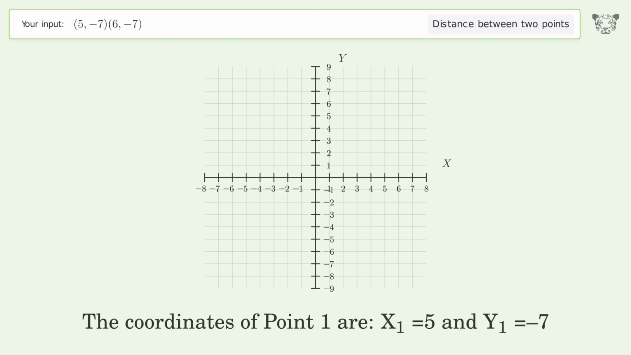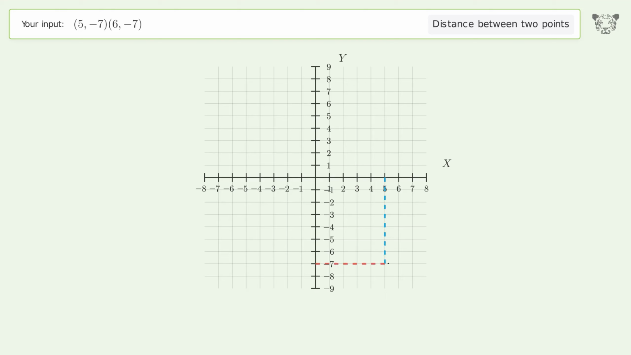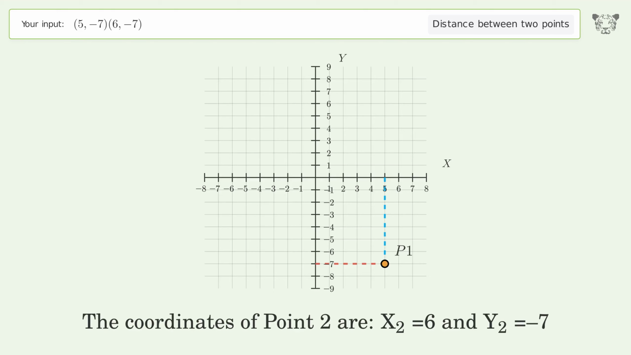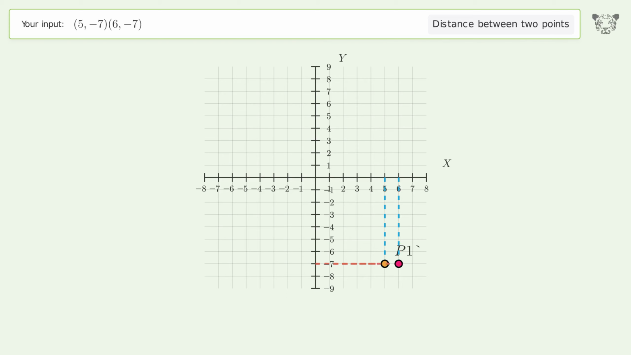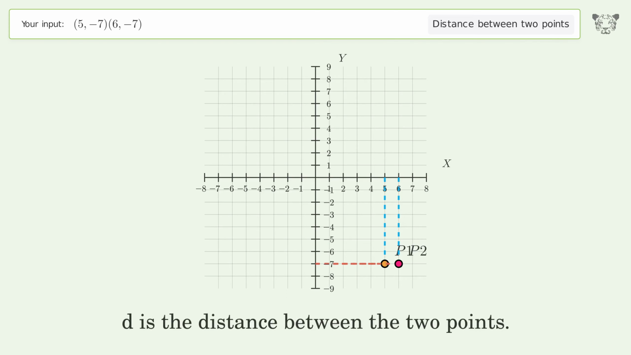The coordinates of point 1 are x1 equals 5 and y1 equals -7. The coordinates of point 2 are x2 equals 6 and y2 equals -7. D is the distance between the 2 points.